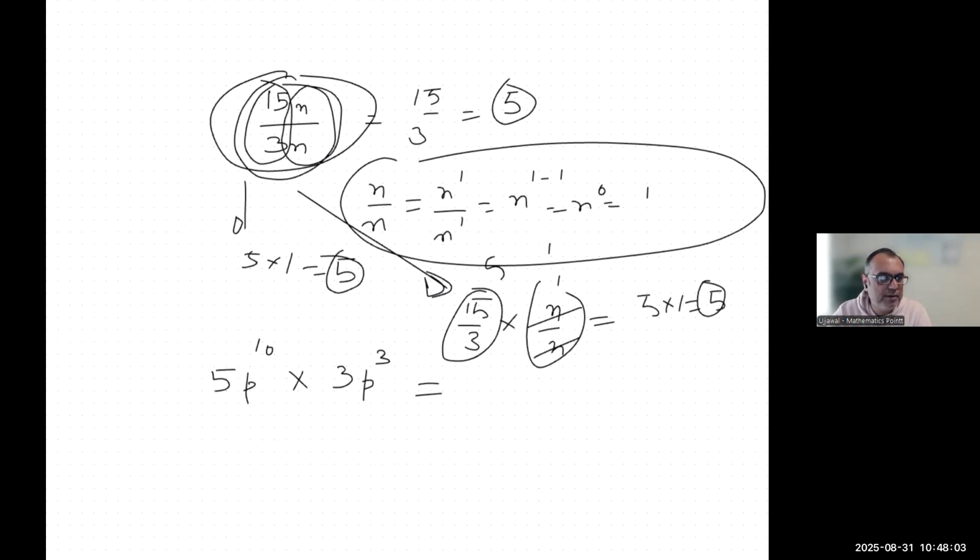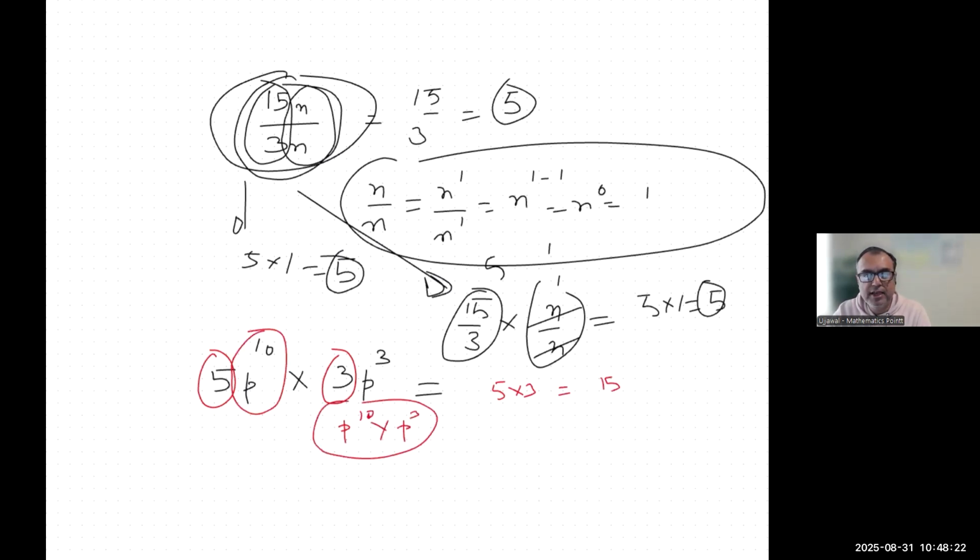All right, what are we doing here? 5 times 3 is 15. p^10 times p^3. Law of multiplication. p^(10 plus 3). So the answer is 15p^13. Going to the next page now.